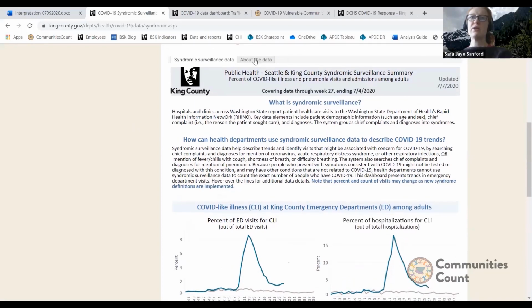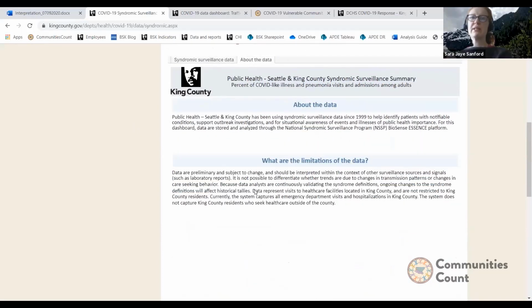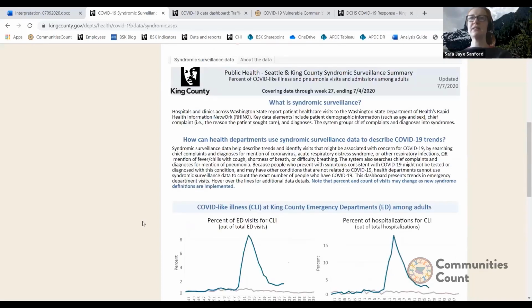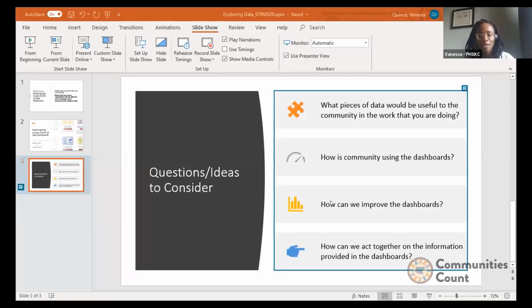And it looks like we don't have a lot of other breakouts, but there's some more detailed information about what syndromic data is. Like I said before, there's six different tabs and each dashboard has several sub dashboards. So we weren't able to cover everything, but there is a lot of information that we didn't cover. And if that's something that you're interested in, please feel free to reach out and then we can have that conversation.